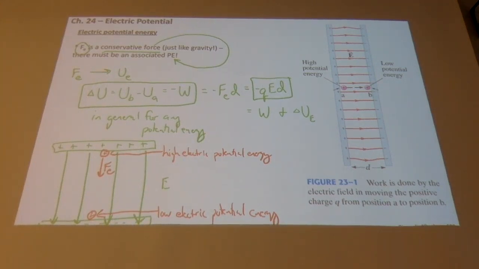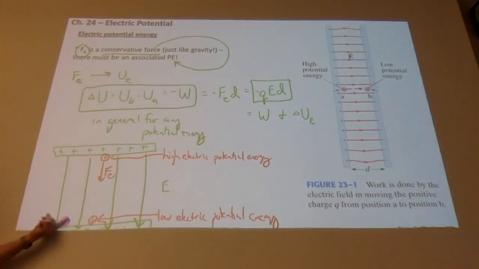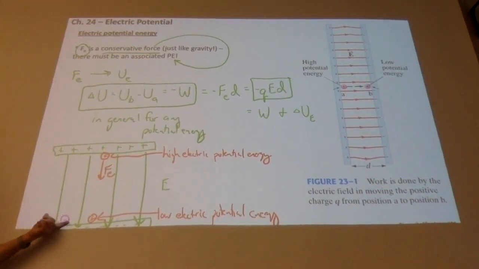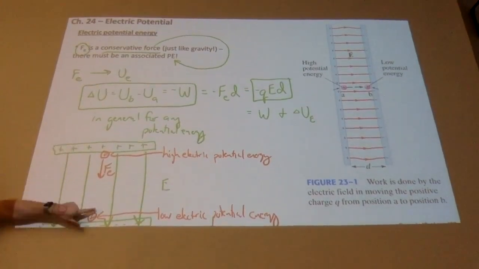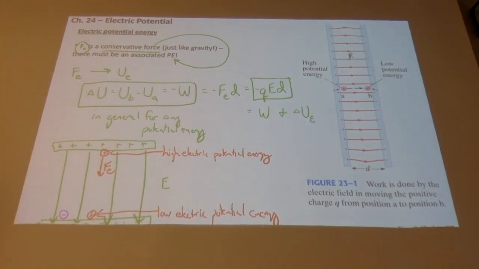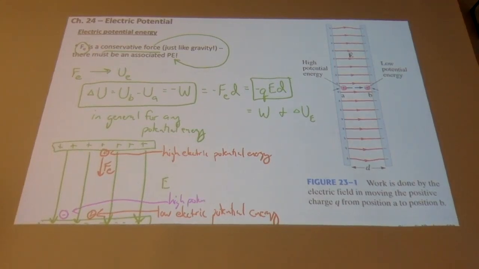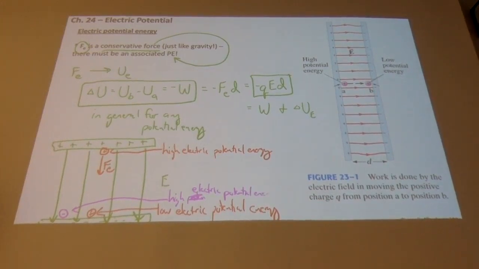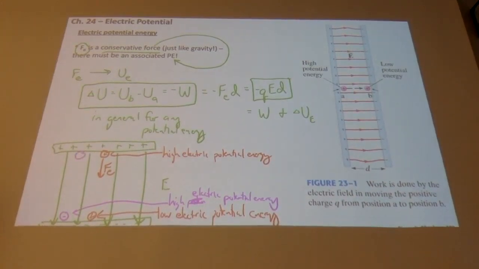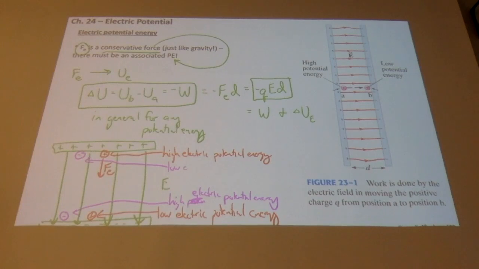I could put a negative charge in here. If I put a negative charge here at the bottom, what can you say about its potential energy at this location? It has high potential energy, right? Because it really wants to go this way. It can fall in this direction against the electric field. So we would say here a negative charge has high electric potential energy. And once it gets done falling and reaches the other side where there's nowhere else left to go, then we would say it has low electric potential energy.